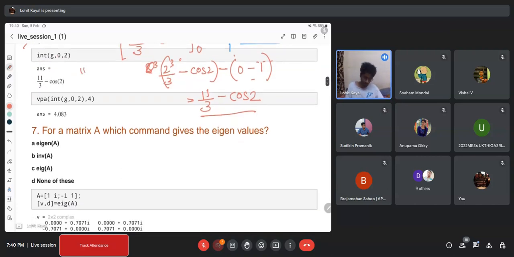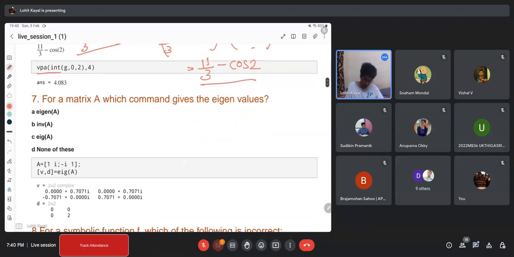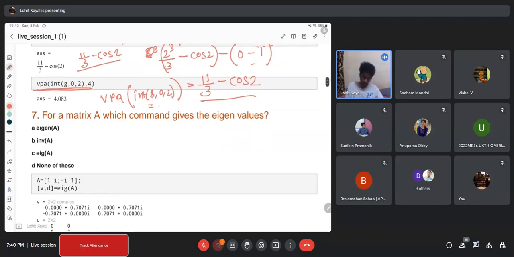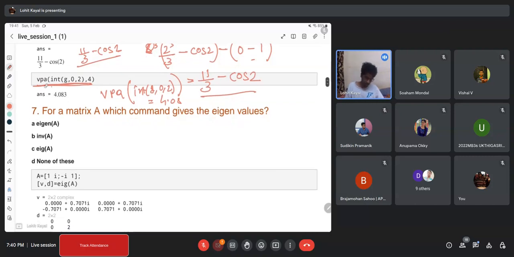It is giving you 11 by 3 minus cosine of 2. Now suppose you want to know the numerical value of it, and this is the code for that: VPA. So VPA of this same thing, int of g from 0 to 2, and it will give you the numerical value, which is 4.08. Now what is VPA doing? VPA is converting this symbolic value to the numerical value. And here I have added a 4.